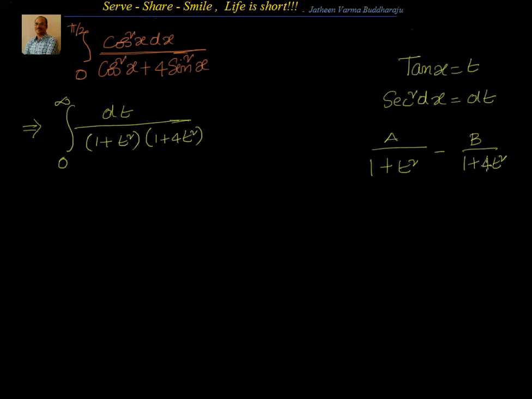Instead of going for partial fractions, what I will do is I will make sure that both of them have the coefficient as 1 here, so that I can subtract them and I can multiply with a constant. How I can do that? I will take 1 by 4 out, then I will have 0 to infinity dt by 1 plus t square multiply with 1 by 4 plus t square.